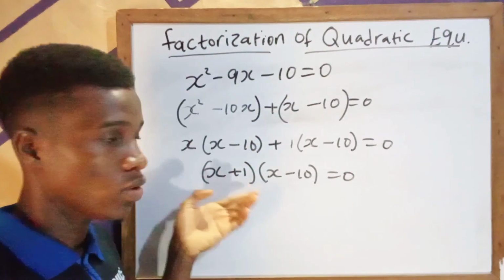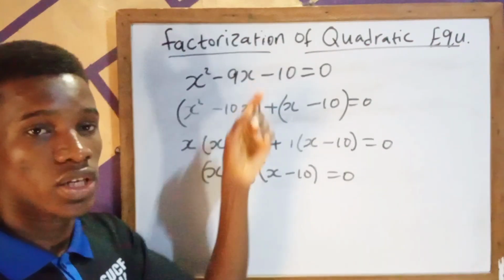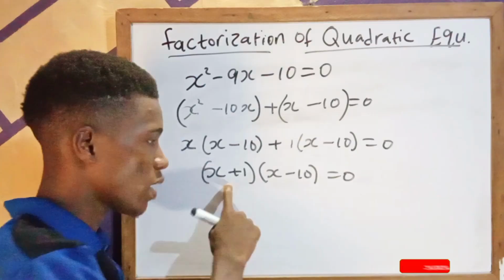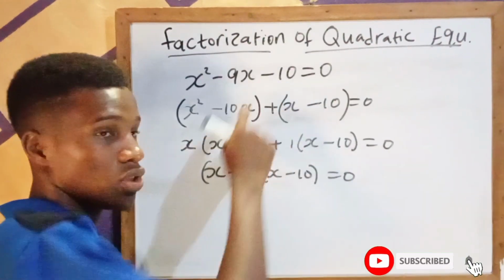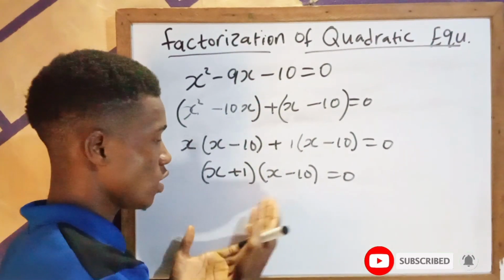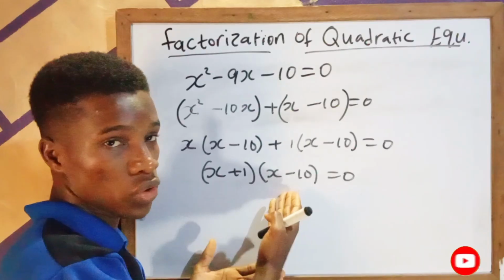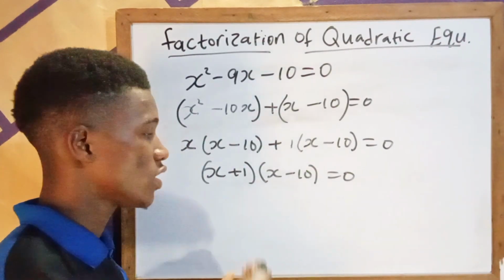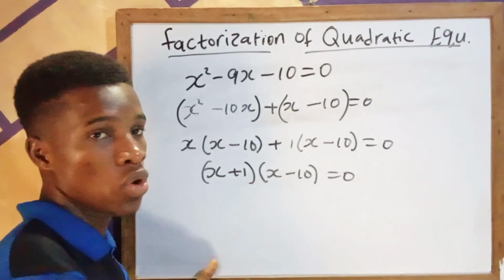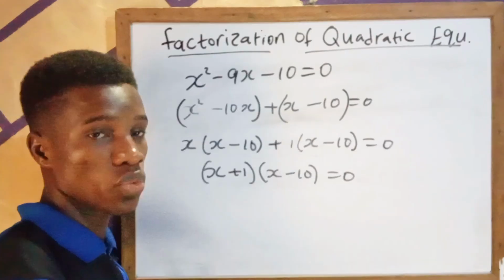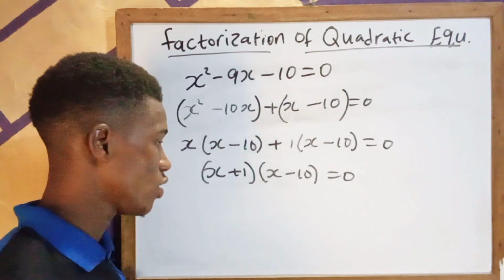This linear factor multiplied by this linear factor will give us this quadratic. You can just pause the video and multiply these two things. You see that it's going to give you this. Now, what does this mean? If two numbers multiply each other to give you 0, it means that either this one is equal to 0 or this one is equal to 0. So we are going to equate both of them separately to 0.